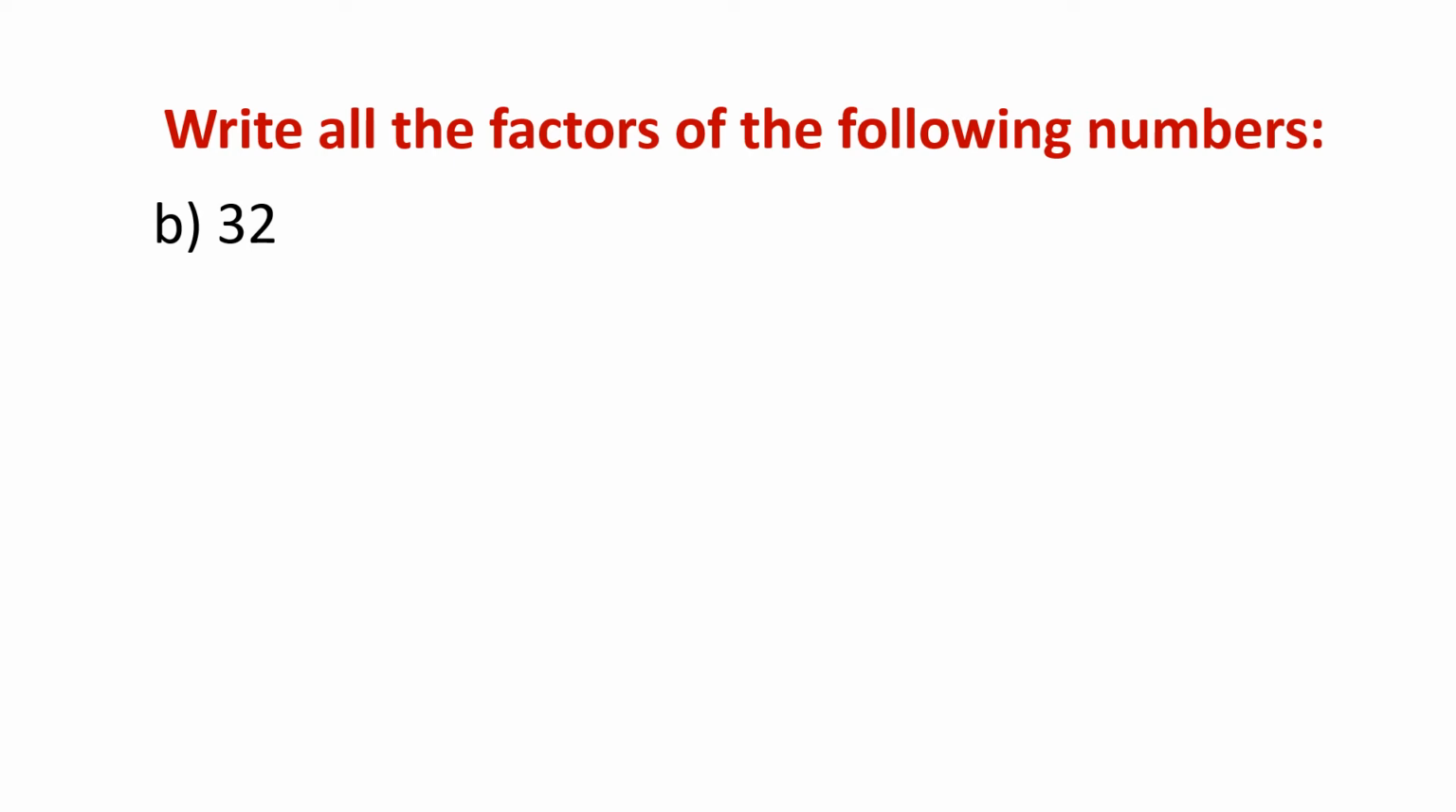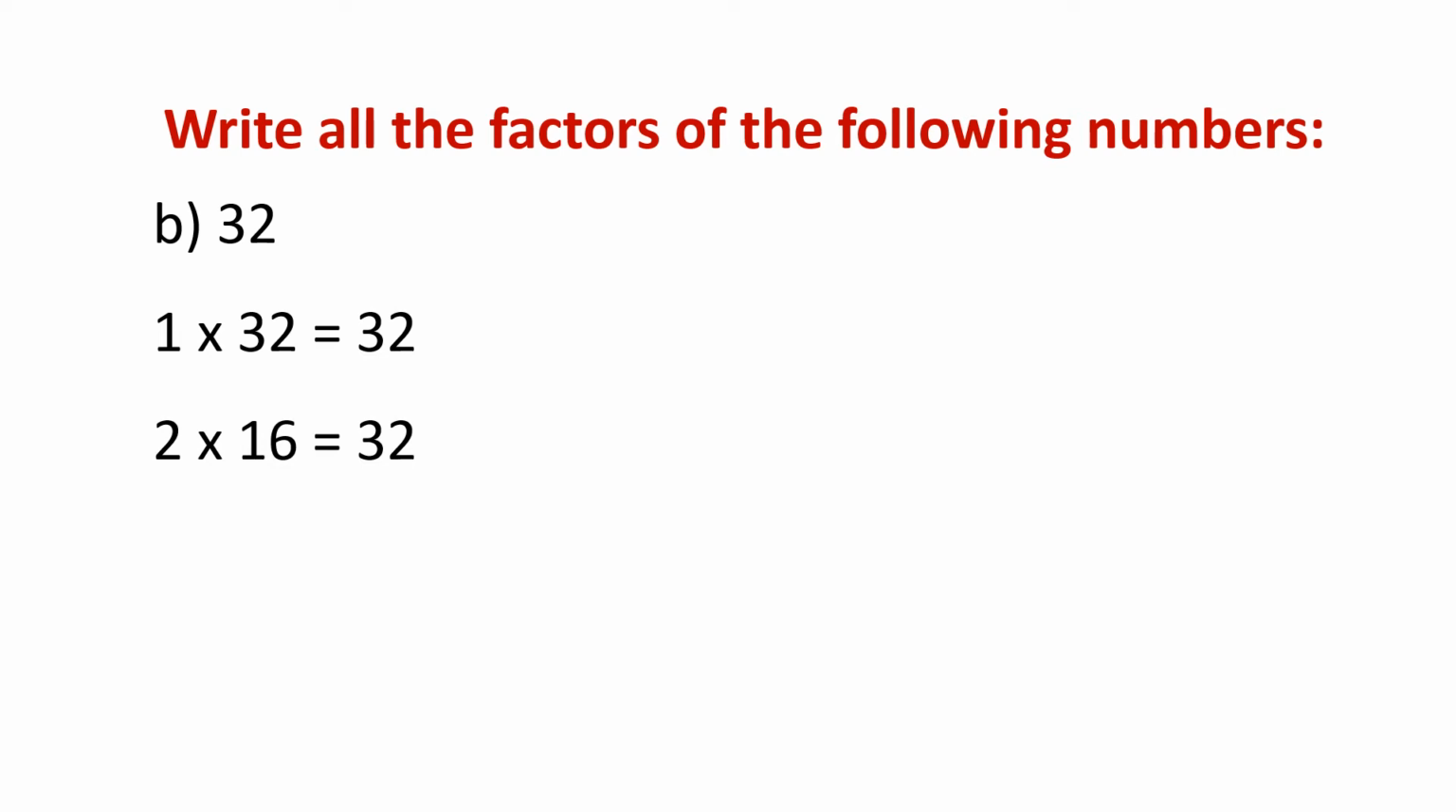When listing factors, always start with 1 and the number itself. So 32 can be written as 1 multiplied by 32 is equal to 32. Then we take the next natural number 2. Is 32 completely divisible by 2? Yes, because the last digit is 2. Remember, if you learn all the divisibility rules, you can easily find the factors. So divide 32 by 2, we get 16. So 32 can be written as 2 multiplied by 16 is equal to 32.